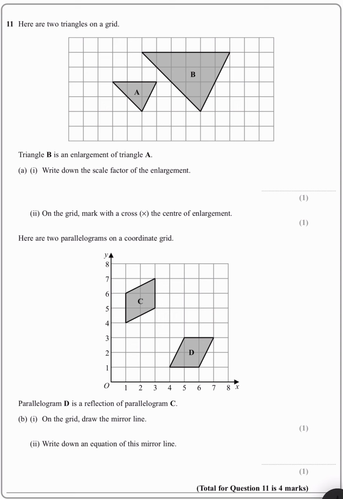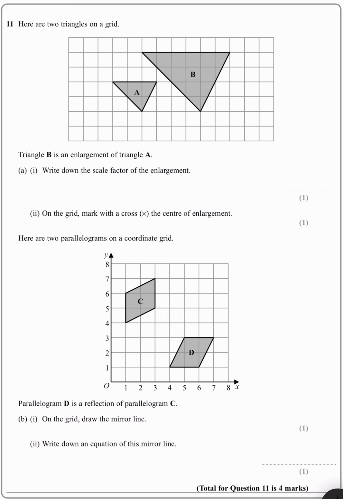Let's get started. So question 11 has to do with transformations. What do I mean by transformations? Transformations are simple changes to shapes and anything that's drawn on a graph by size, angles, and whatnot.